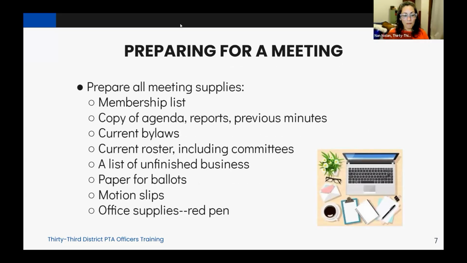To be prepared for a meeting, you should have all of these supplies together in one spot. I personally keep all of my things in a tote bag so that I'm not scrambling the day before the meeting trying to locate all of these things. You should have an updated membership list, a copy of the agenda and reports, any previous minutes, your current bylaws, a current roster, including any committees, a list of unfinished business, and then sometimes you're going to need paper for ballots, motion slips, and office supplies.